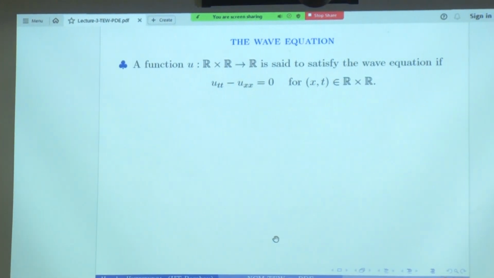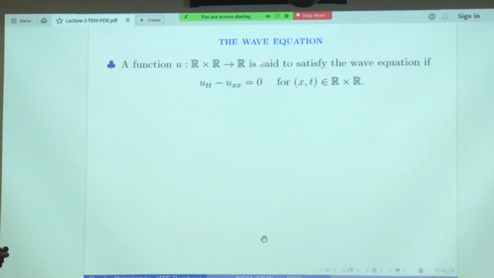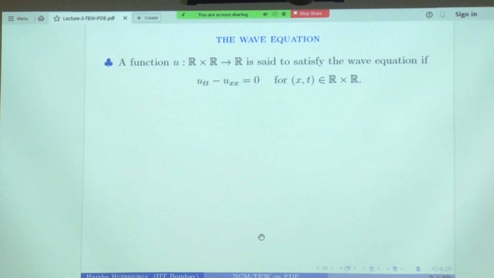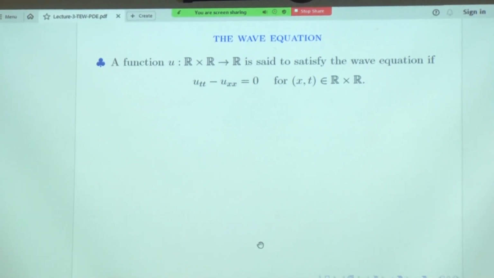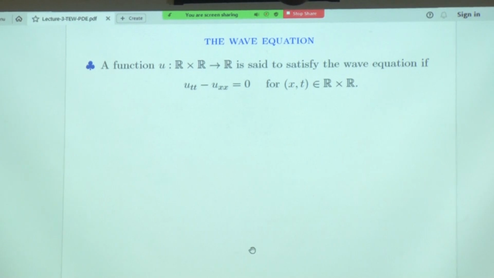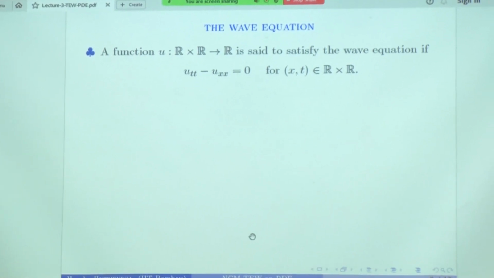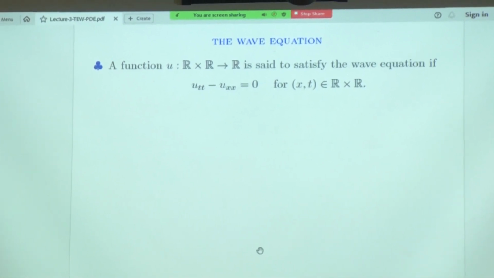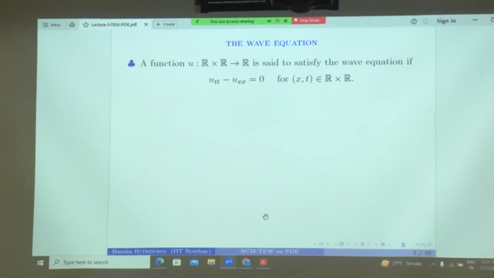Okay? So this is our starting point. We are trying to understand solutions to this equation. So let us make some very useful observations about this particular equation.